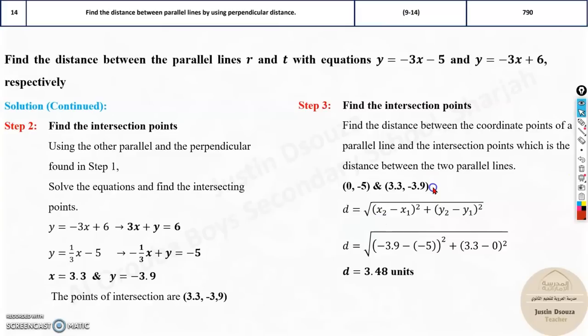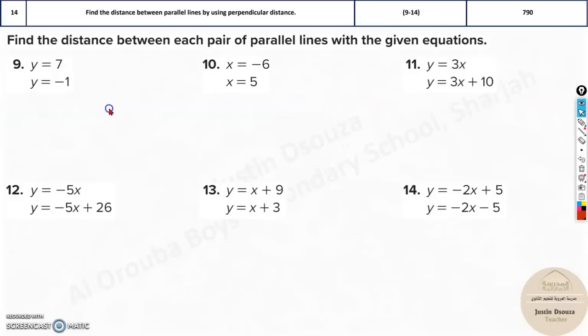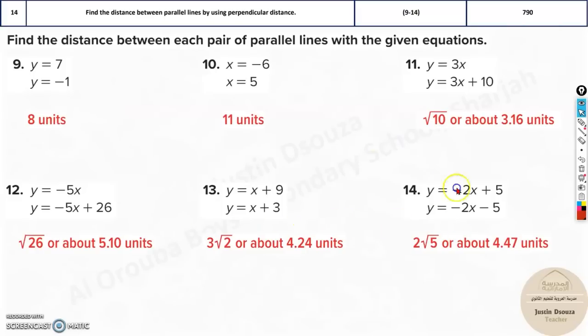Please do practice more problems. If you have not understood, pause the video, go back again, watch this again, and be thorough with it. And then please try these by yourselves and then check for the answers over here.